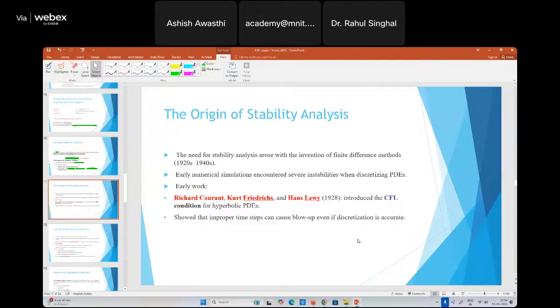Okay, so early numerical simulations encountered severe instabilities when discretizing PDEs. That means we don't know: sometimes it is working, sometimes it is not working, because we are unsure about the stability.